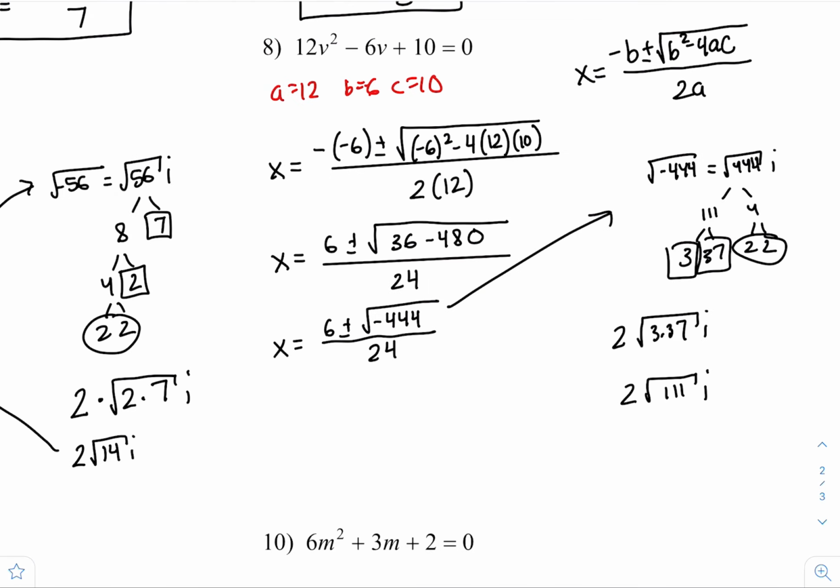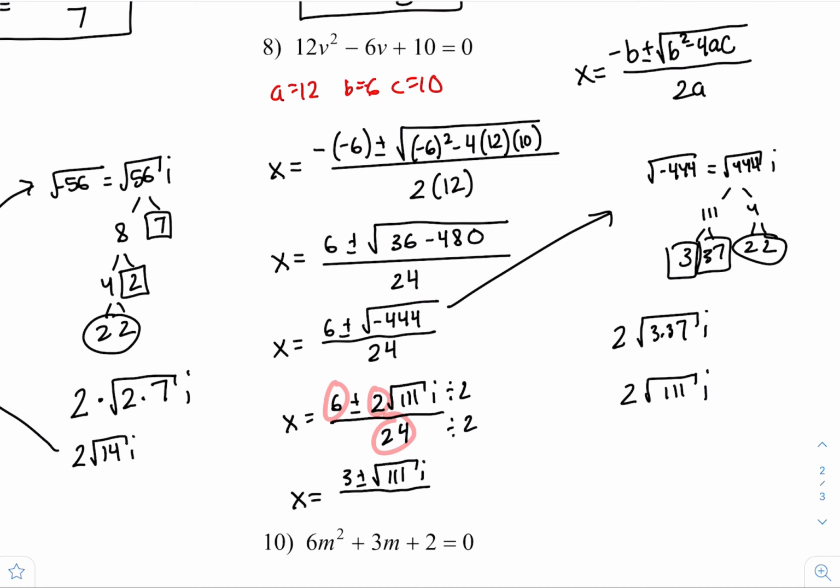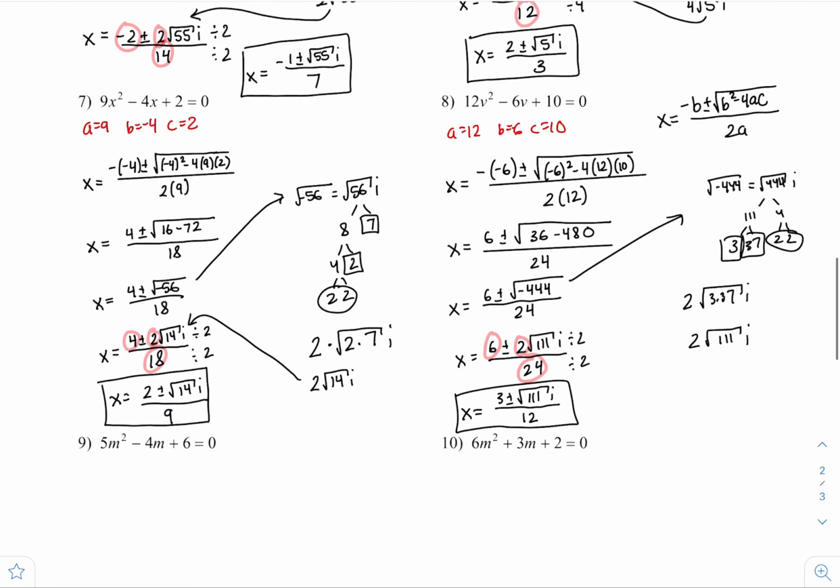Now, when we simplified that, we got x is equal to 6 plus or minus 2 square root of 111i all over 24. Now notice we can simplify these, so we can divide 2 into all of those. So we get x is equal to 3 plus or minus 2 divided by 2 is 1, but we don't put a coefficient of 1, so square root of 111i, all over 24 divided by 2, which is 12. Okay.